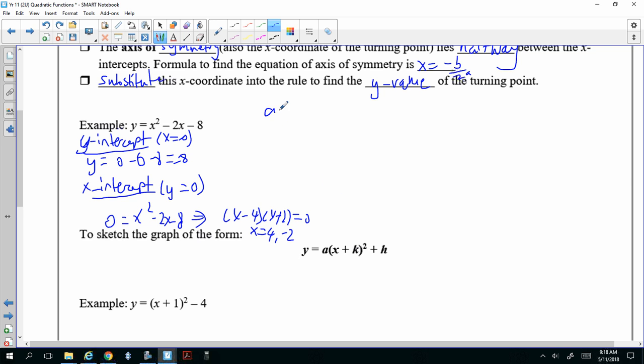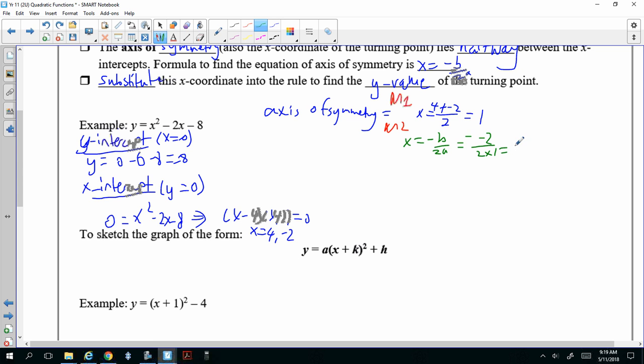And there's two ways to do it. You either do method 1: you can do halfway. You can just go 4 plus negative 2, divided by 2, and that equals 1. Or method 2 is to use the formula. You get x equal to minus b on 2a, which is equal to minus negative 2 on 2 times 1, also equal to 1. Okay?